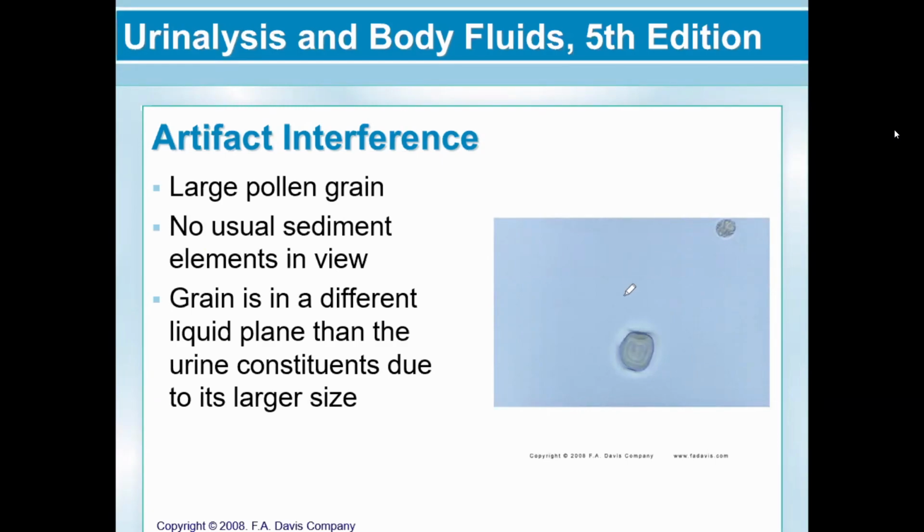So when you see something that large, ading, it means you are not yet in the right plane of focus. Okay? So you still need to turn your fine adjustment knob. So no usual sediment elements in view when you see these artifacts. The grain is in a different liquid plane than the urine constituents due to its larger size. So it means you are still at the surface of your cover slip. So turn your fine adjustment to focus properly on the actual plane of your urine.